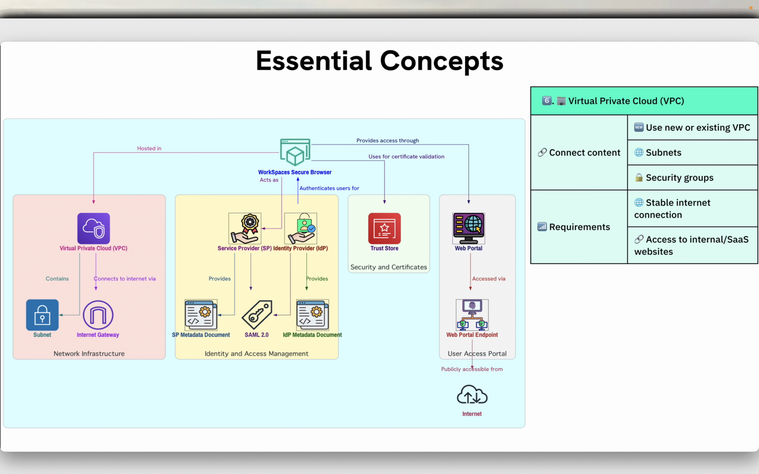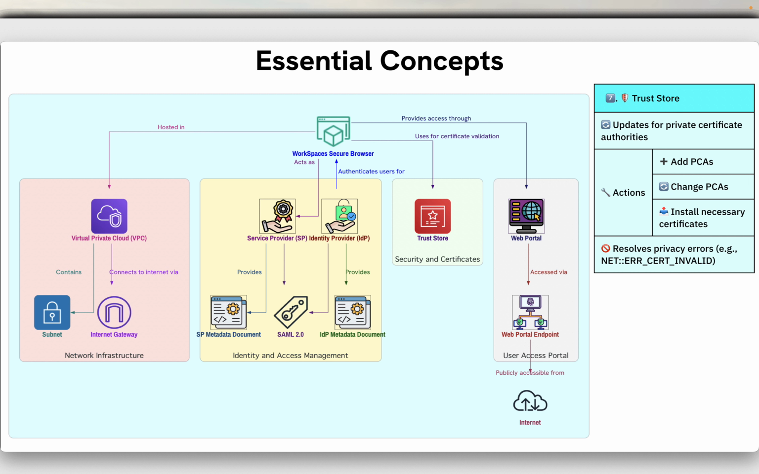Next comes the virtual private cloud, and you can use existing or new VPC subnets and security groups to connect content, which is your backend service or the application, which is basically a web-based application. This requires a stable internet connection and access to the internal SaaS, software as a service websites. So if you are hosting on a VPC, you will be exposing it via secure browser.